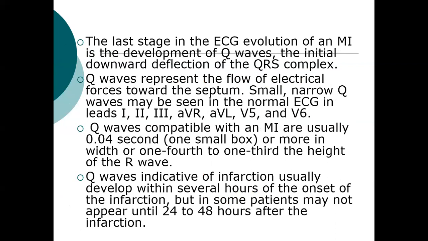Thank you. So the last stage in the ECG evolution of the MI is the development of a Q wave, the initial downward deflection of the QRS complex. A Q wave represents the flow of the electrical forces away towards the spectrum. Small, narrow Q waves may be seen in a normal ECG in leads 1, 2, 3, AVR, AVL, V5, and V6. Q waves compatible with an MI are usually 0.04 seconds.